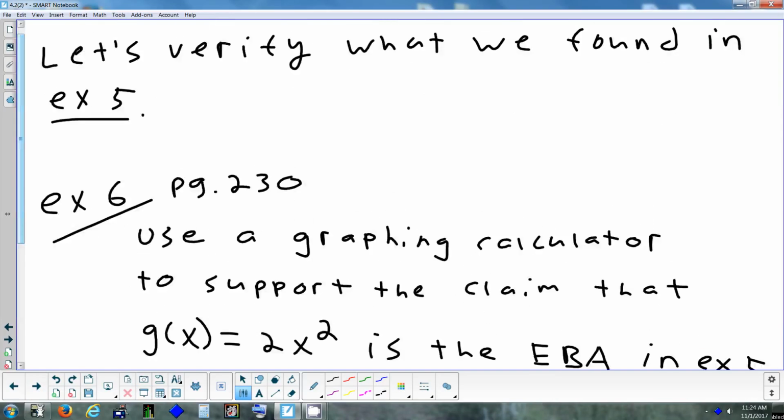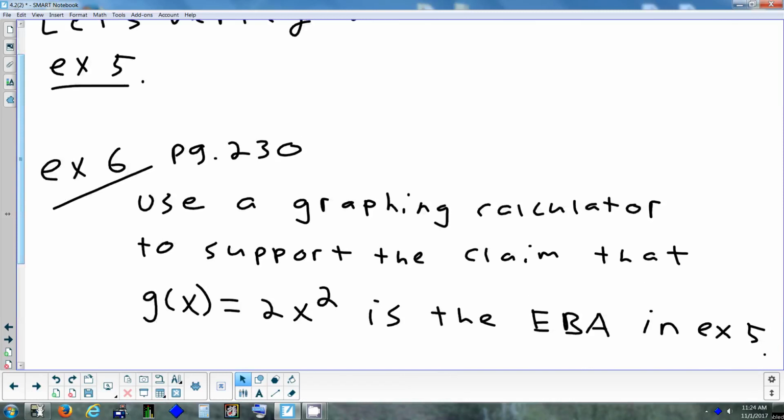All right, so let's look at a picture of the graph from example 5, and let's verify what we just found. Let's show that 2x squared really is the end behavior asymptote. I'm going to do a couple things here I haven't maybe shown you on the calculator. I'm going to change the color of the line. I'm also going to change the thickness of the line, because when you draw things thinner on the calculator, it's more accurate, because the resolution on the screen is not the best. So I'm going to draw the graph a little thinner.